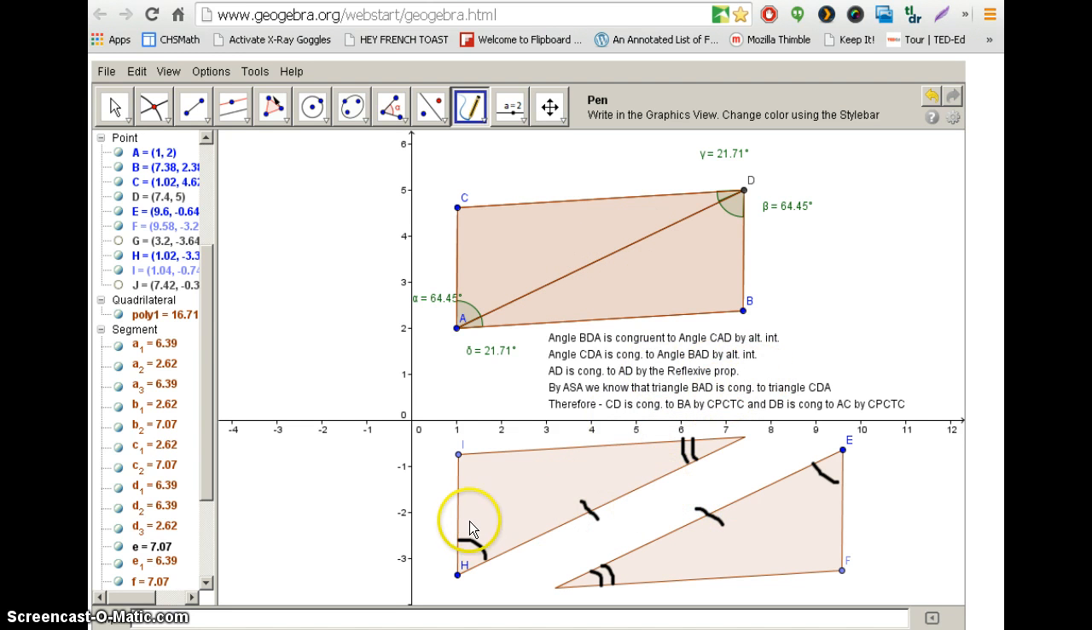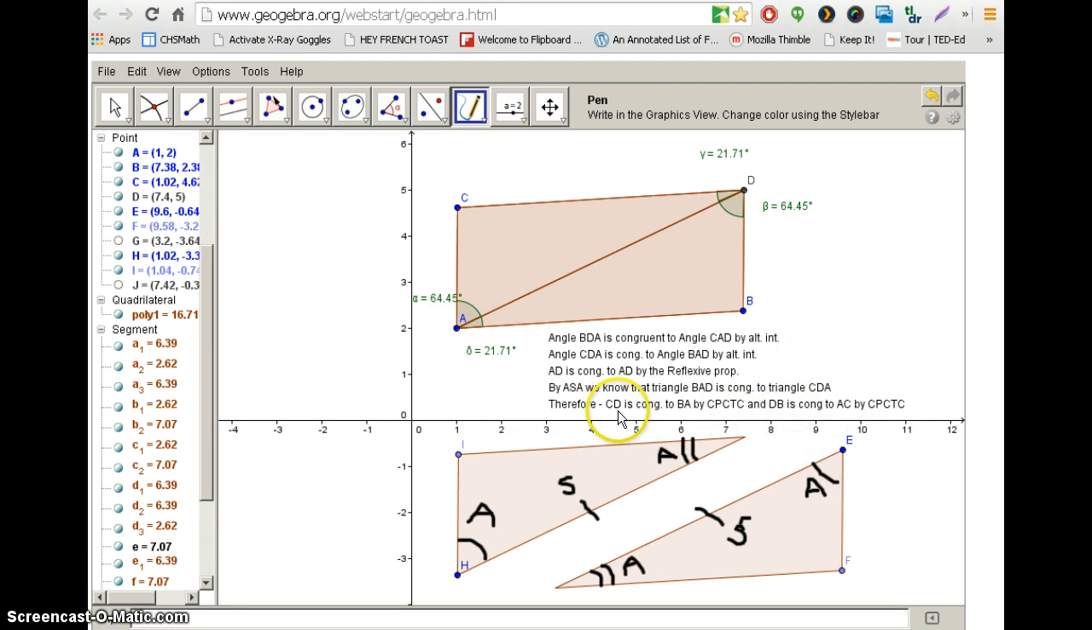So now by, this angle and that angle, this side and that side, and this angle and that angle, by angle, side, angle, we know the 2 triangles are congruent. And now that we know the 2 triangles are congruent, the corresponding parts of congruent triangles are congruent. Wait a minute. CA is congruent to BD, and also CD is congruent to AB.